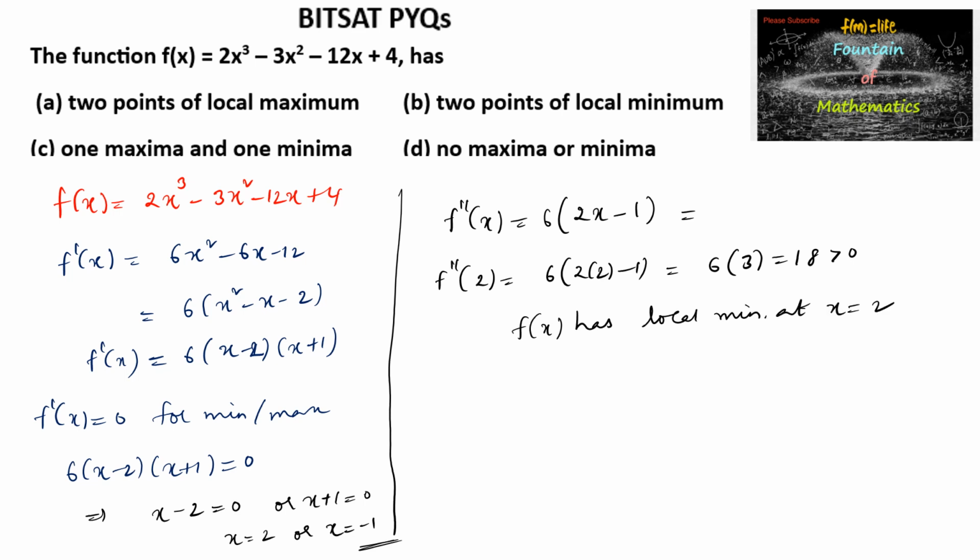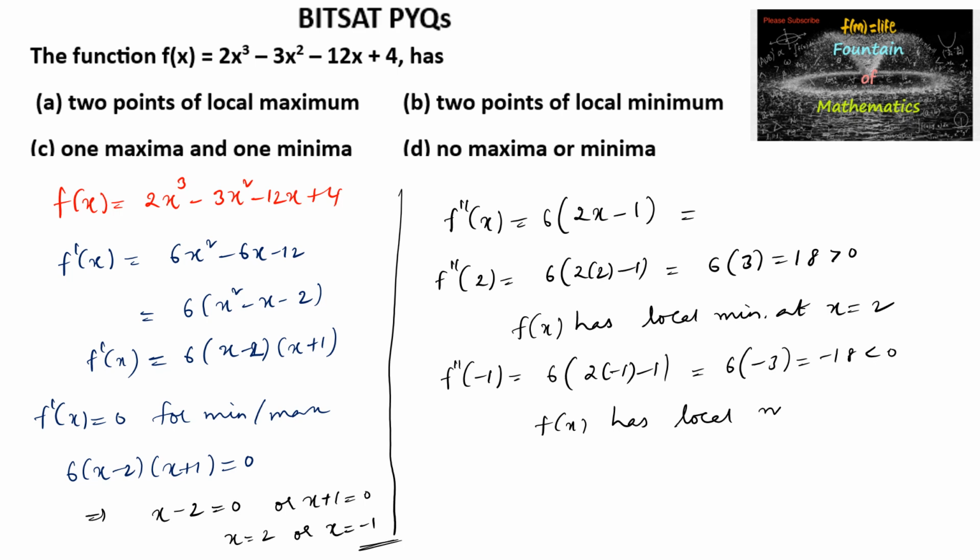And similarly now at x is equal to minus 1, f double dash of minus 1 is equal to 6 times of 2 into minus 1, that is 6 times of minus 2 minus 1 is minus 3, which is minus 18, which is less than 0. So we can say f of x has local maxima at x is equal to minus 1. So we can say one point is local minima, one point is local maxima. So one maxima and one minima, which is option C.